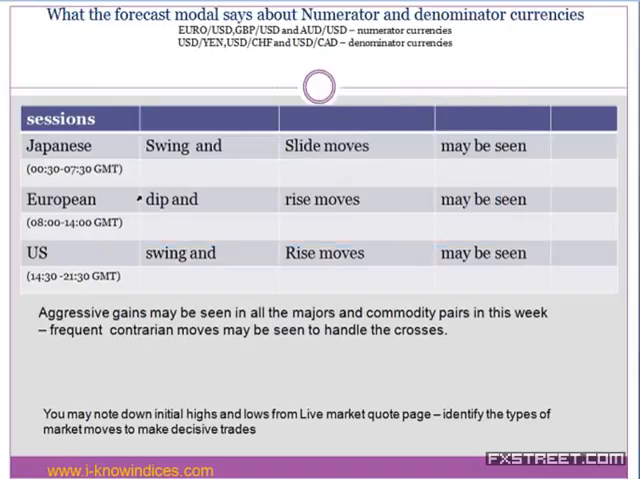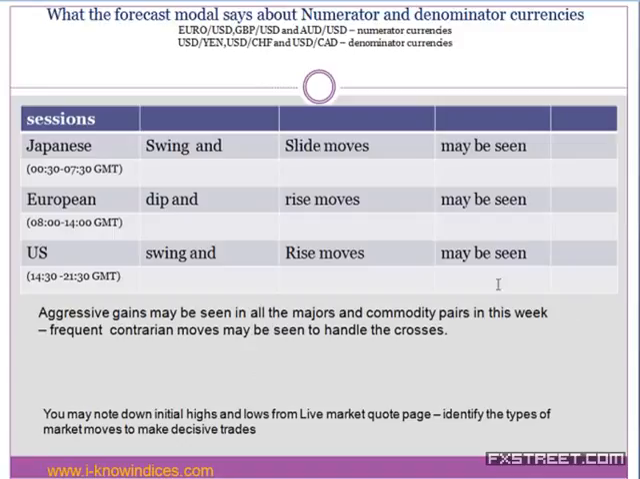So during the early European session, one can take a buy and quickly book profit during the rise, and again during the swing in the US session, you can take a buy and book profit during the gaining moves. So aggressive gains may be seen in all the majors and commodity pairs this week, and frequent contrarian moves are expected to handle the crosses.